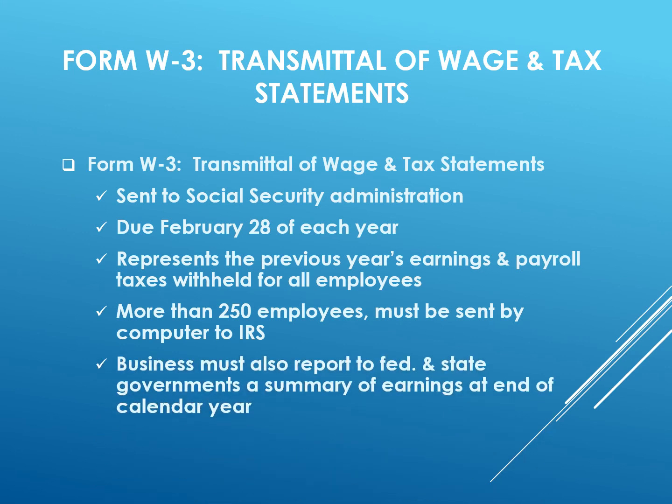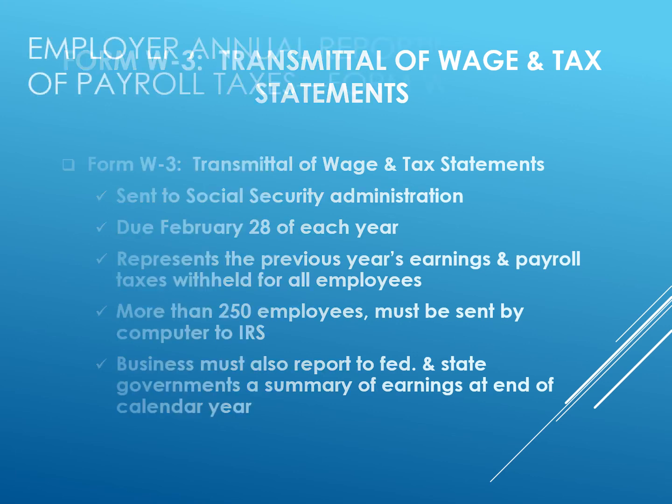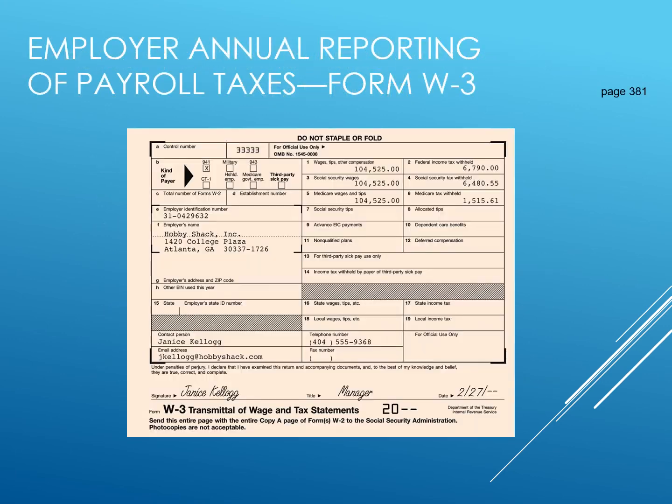Businesses must also report to federal and state governments a summary of earnings at the end of the calendar year. The form that is filled out for our transmittal of wage statements is Form W-3, and there is an example on the screen.